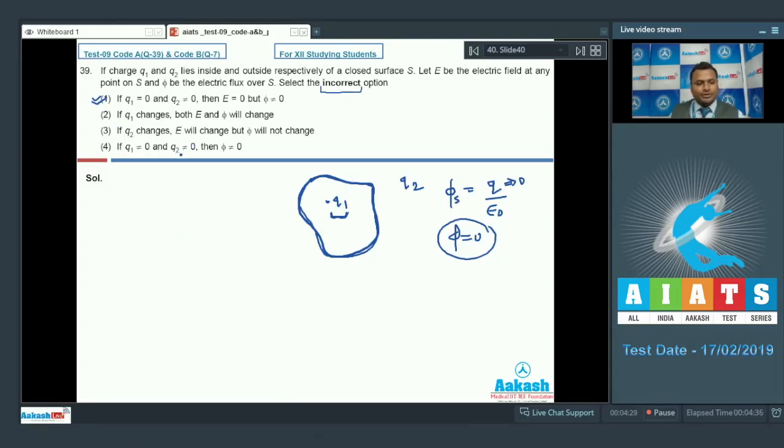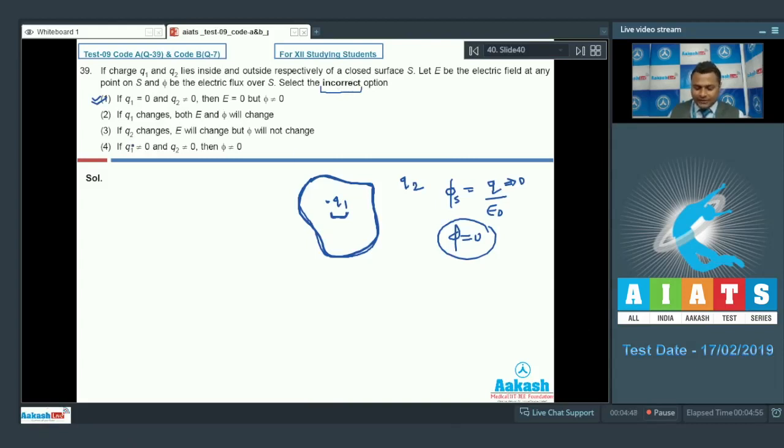Now let us proceed to option number 2. If Q1 changes, both electric field and phi will change. It is very much obvious, if Q1 changes, then the field will also change, and if the field changes, then flux will also change. So this is correct, but we have to pick the incorrect option.